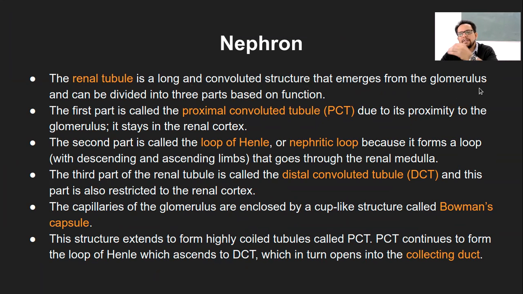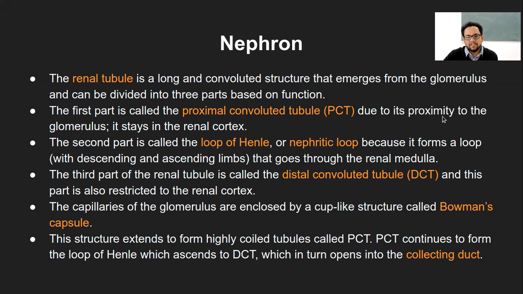Obviously, it is a continuation of the glomerulus or the Bowman's capsule, and can be divided into three parts, based on their function and of course on the structural aspect also. The first part is called the proximal convoluted tubule. Proximal means front or forward. So that is the first part of the folded tubule, the proximal convoluted tubule, short form PCT.